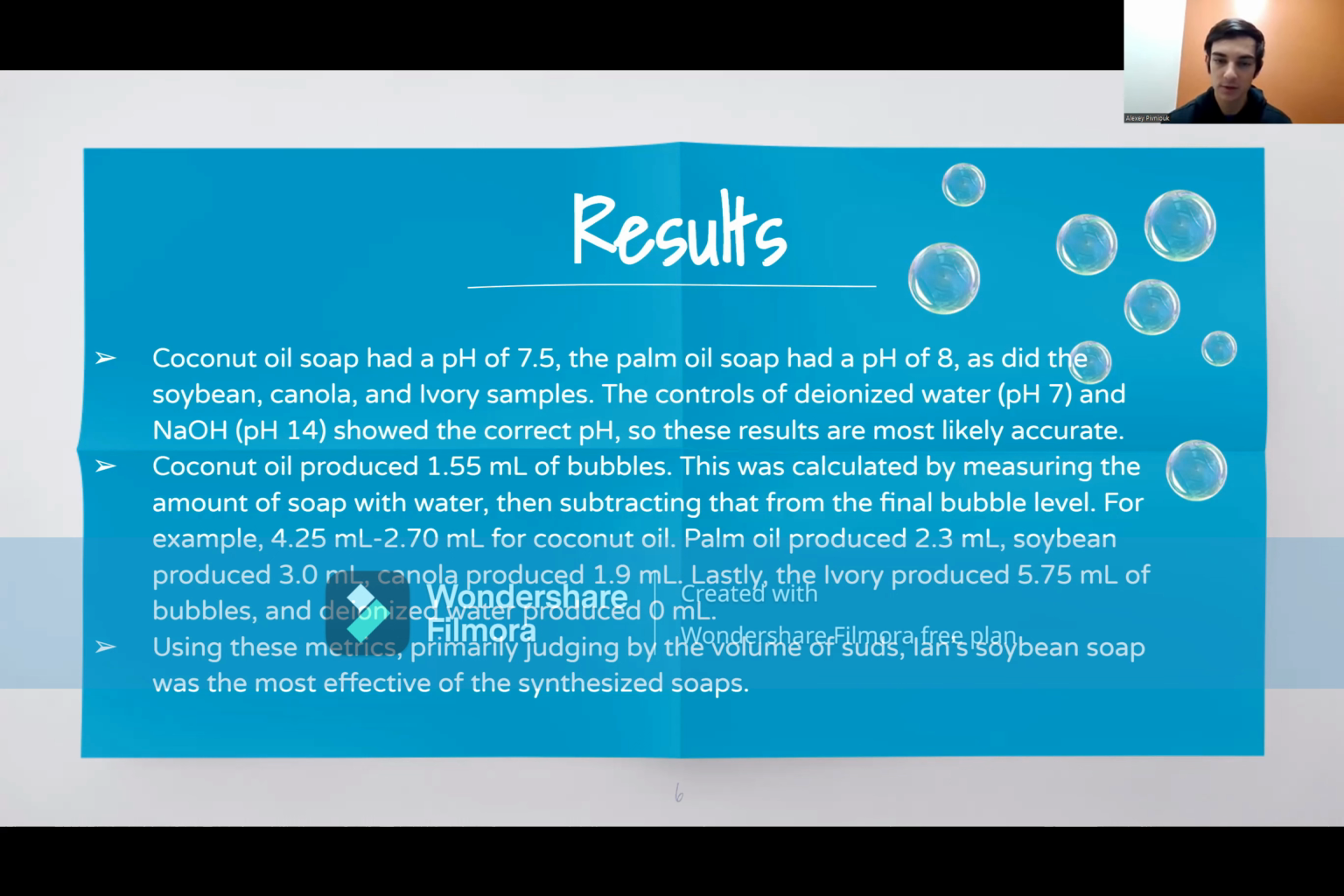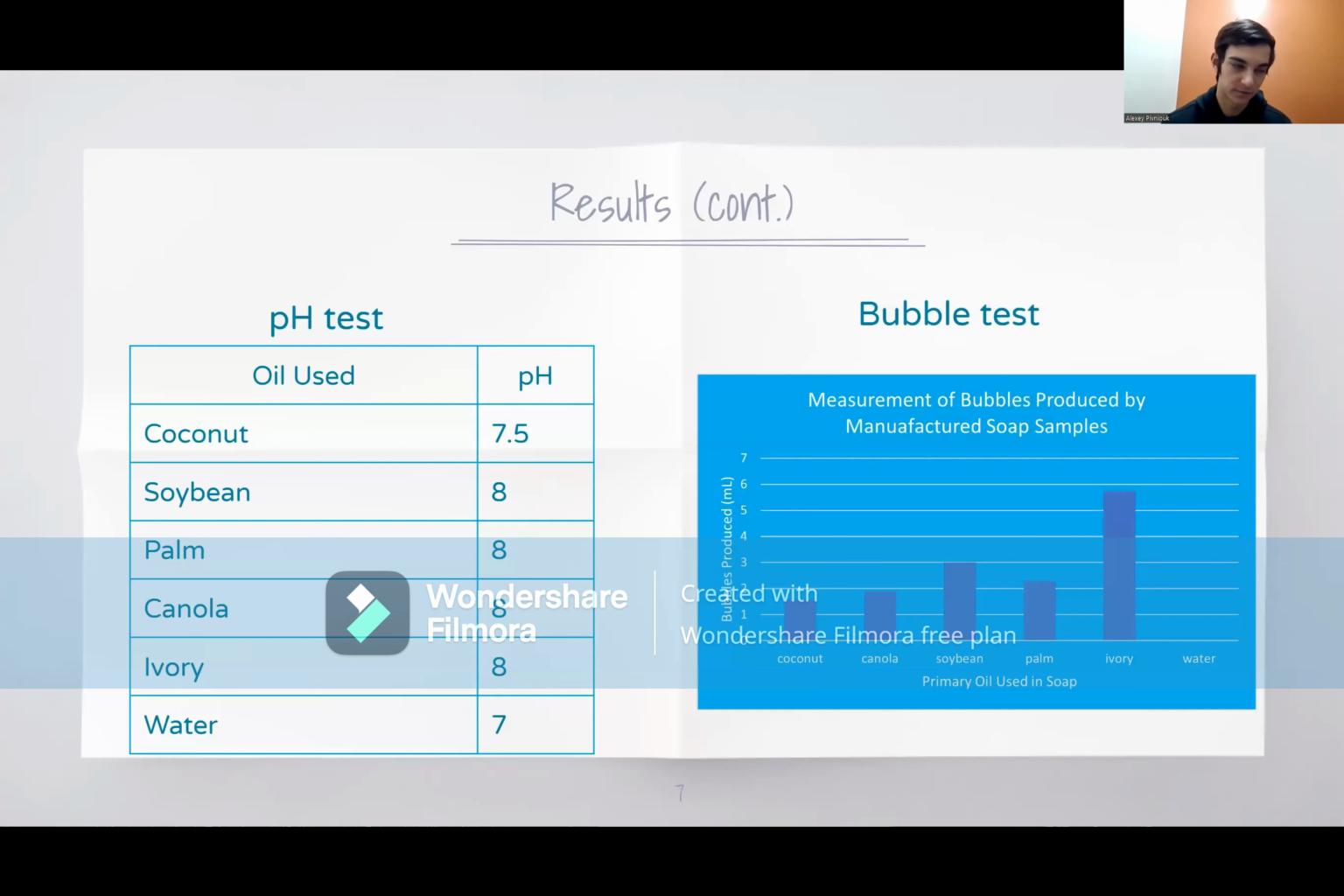Using these metrics, primarily judging by the volume of suds, Ian's soybean soap was the most effective of the synthesized soaps. Now, moving on to the graphs, the pH shown is fairly constant across all of the oils. And in the bubble test, it can be seen that the Ivory soap produced substantially more bubbles than the synthetic ones. However, soybean was the highest of those.